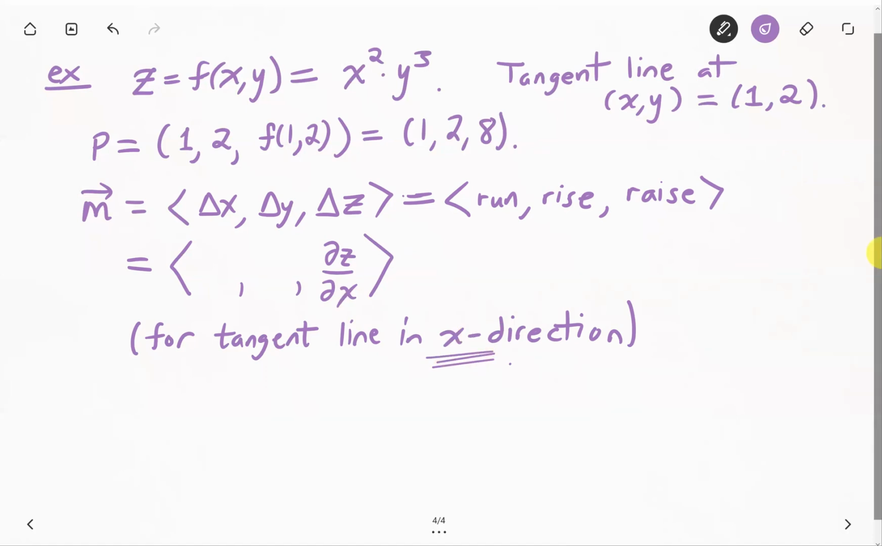Now, what should we put in for the other 2 components? Well, by analogy, we're interested in how much each of these quantities change as we change the value of x. So the first component is dx over dx. And the next component is dy over dx.